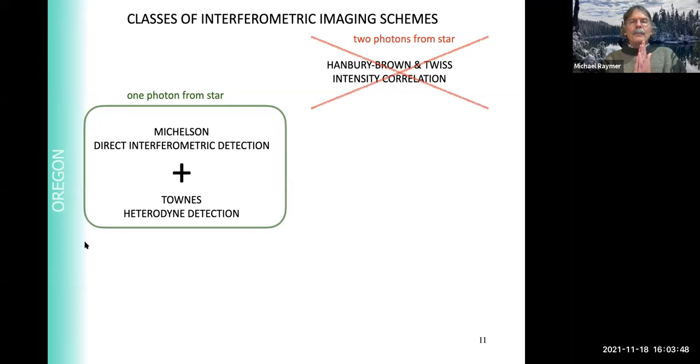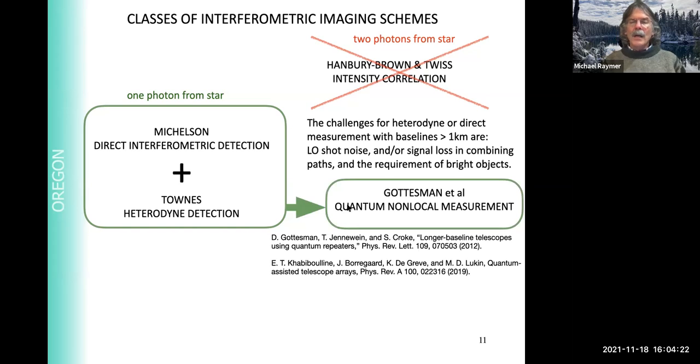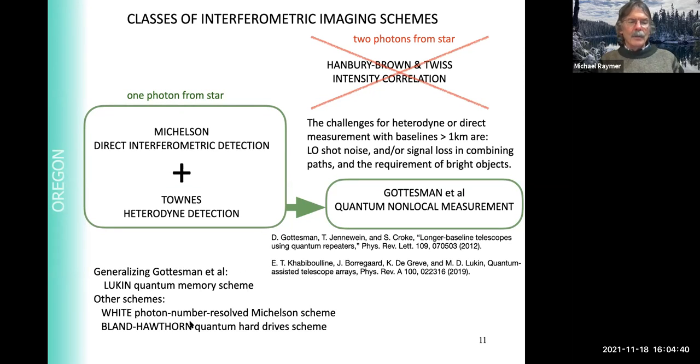Okay, so moving along, how are we going to combine all these ideas into a new idea? Well, we ruled out Hanbury Brown-Twiss because it requires 2 photons. These 2 methods allow detecting 1 photon from the star by either interfering it with itself or interfering it with a heterodyne or homodyne laser. The challenges are the shot noise, low signal transmission through the paths that you would use to combine them, and sometimes the requirement of bright objects. So Gottesman came up with this nice scheme back in 2012 with colleagues Jennewein and Croke. And they put out this nice paper, and a few other papers came out soon thereafter analyzing this problem in some detail. And here are some other proposals that I won't talk about in much detail.